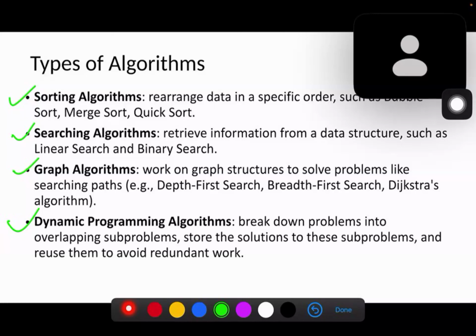At this point, I want to ask if there are any questions you want us to address. Any questions? Hello? Okay.